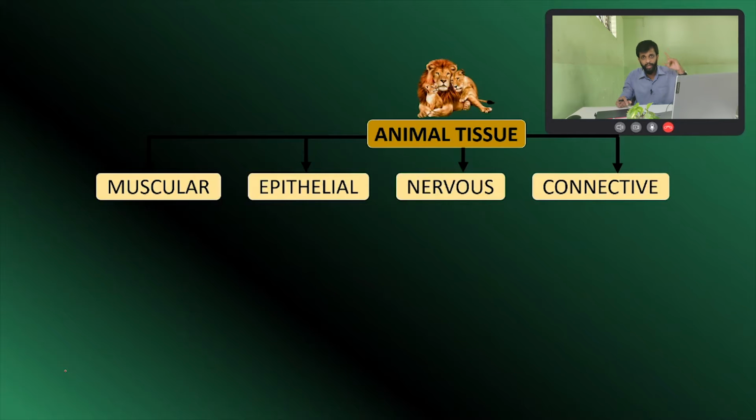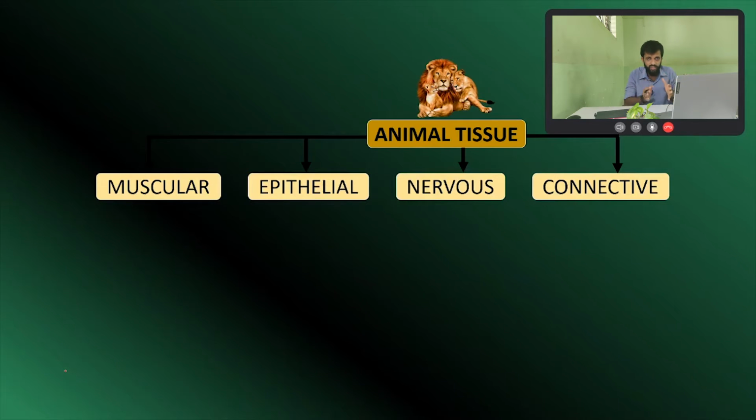Under plant tissue we looked at meristematic tissue and permanent tissues. Under that, subcategories of simple permanent, complex permanent, and different examples of tissues. Here we are going to study animal tissue, and they are classified into muscular tissue, epithelial tissue, nervous tissue, and connective tissue. So there are 4 subcategories of animal tissues. That is what we are going to learn.